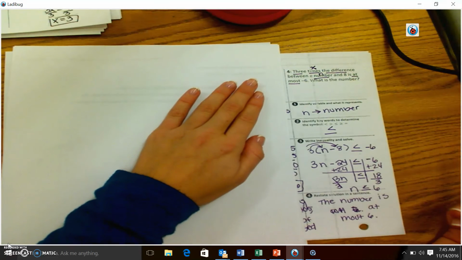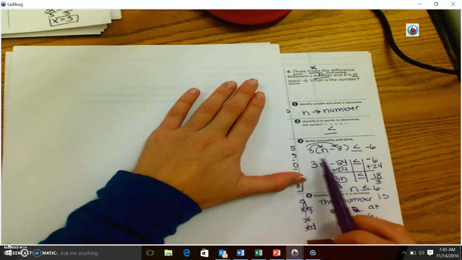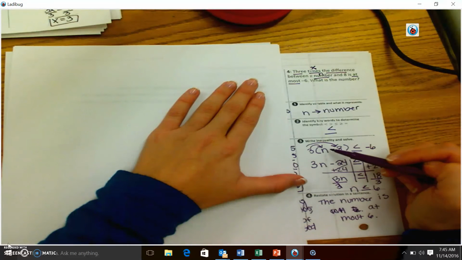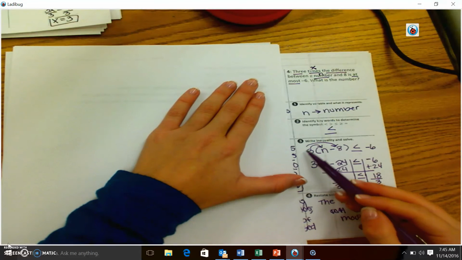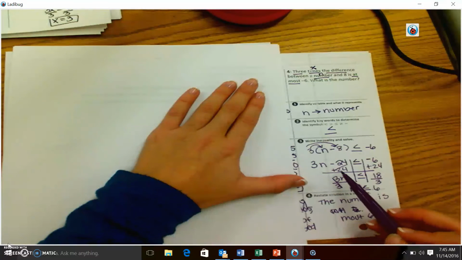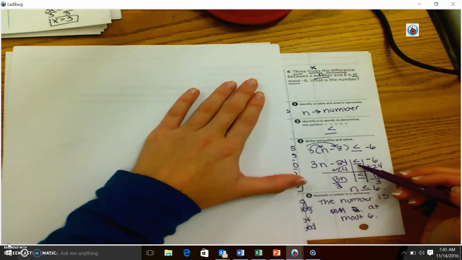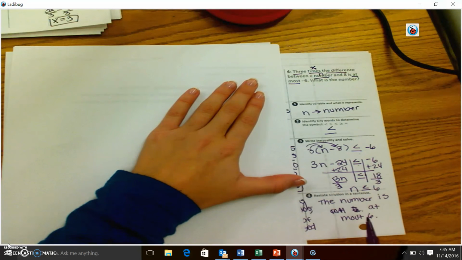Now we just need to get n alone. But first on this side, we have distributive property. So we need to do that. So 3 times n is 3n. 3 times -8 is -24. And then bring down everything else. Is at most, our symbol here, and -6.